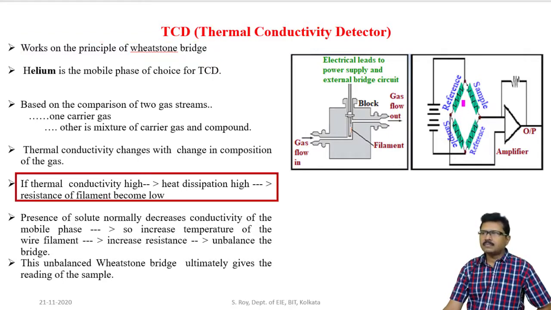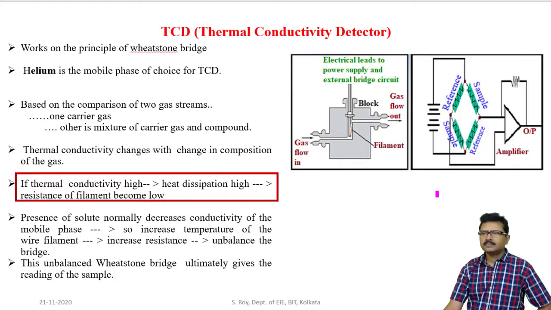Say for a resistive element, when current passes through a resistance, the temperature of the resistance is increased and it will produce heat. Now if the conductivity of the surrounding atmosphere is higher, then heat dissipation will be higher. If the conductivity of the surrounding atmosphere is lower, then the heat dissipation from this resistance will be lower. Using this property, the thermal conductivity detector produces output.